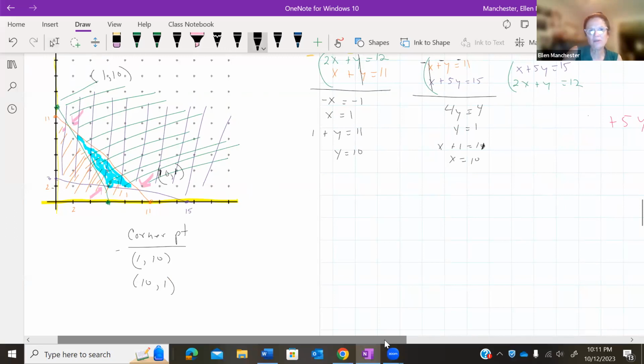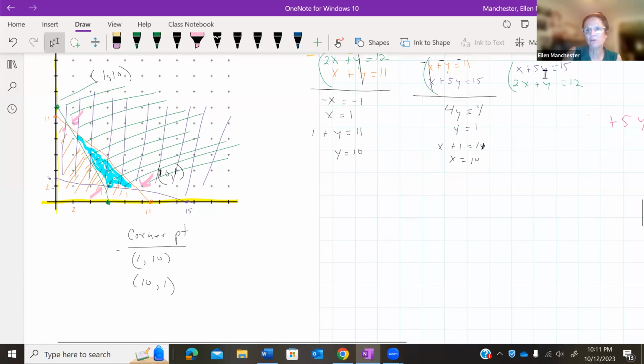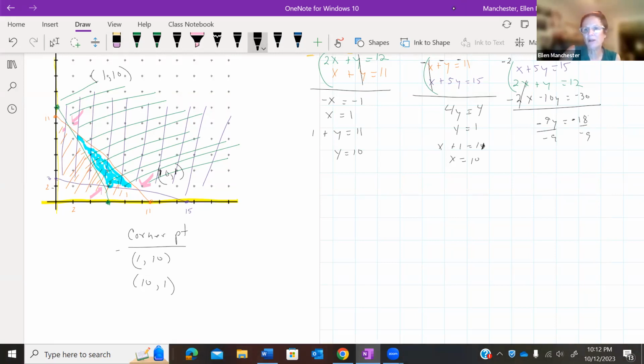Okay, and then the last one is where the green and the purple meet. So again, I can move this out of the way. I can multiply everything, the top one through by -2. So it ends up being -2x minus 10y equals -30. So the x's go away. I end up with -9y equals -18. Get rid of all this over here. And so divide both sides by -9, and I get y equals 2.